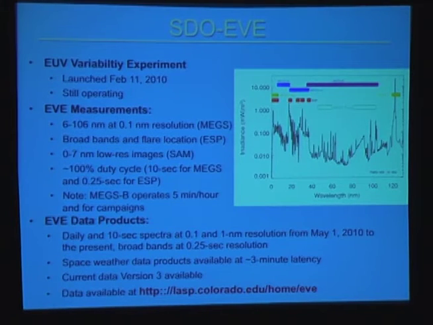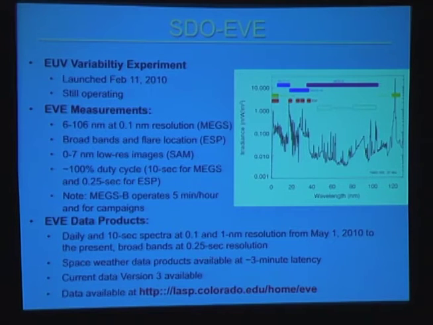We also have some broadband measurements at other wavelength ranges. And the data products are coming out. We give out a daily average and 10-second spectra at 1 angstrom and 1 nanometer resolution from early May 2010 to the present. We also have all our broadband data at higher time cadence. The broadband instruments are measuring quarter second.